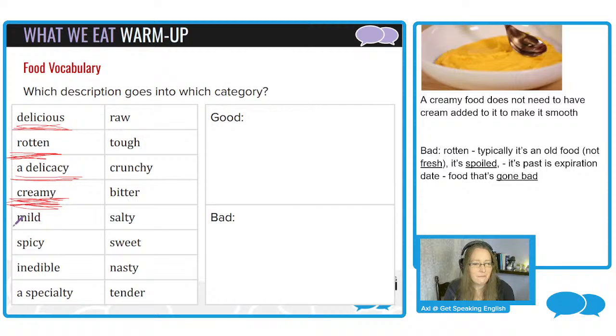Let's talk about mild here. So if something is considered mild, usually this is a descriptive word we might use to describe things that are spicy, or not even spicy, but like the level of spiciness.